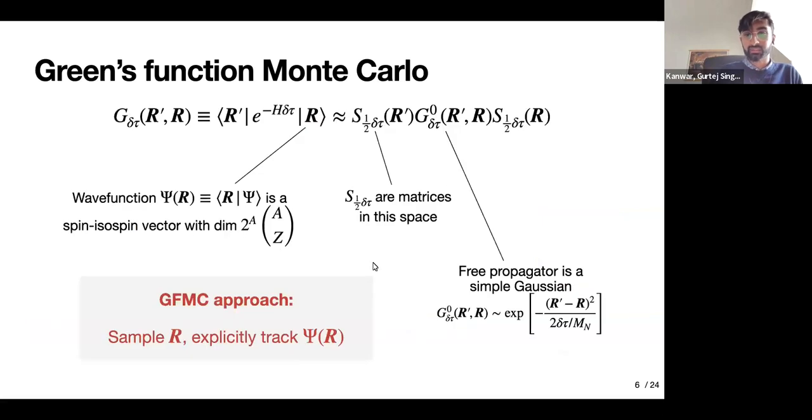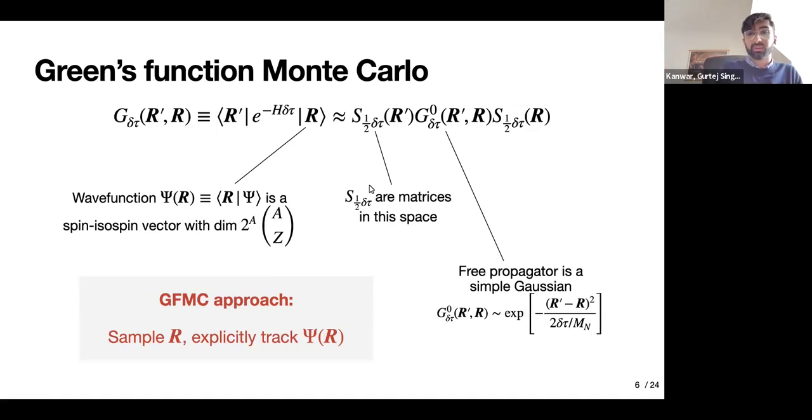And if we flip to the next page, we can see that in this decomposition the free propagator turns into just some kind of Gaussian in coordinate space, which is very easy in principle to treat if that was the only thing. But obviously we have some strong nuclear interactions to worry about. And those are encoded in these S's, which I'm never going to explicitly expand, but they can be easily computed explicitly as matrices in this space of spin isospin vectors.